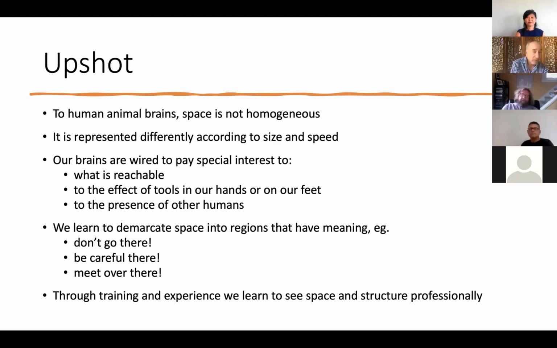Don't go there. Be careful there. Meet you over there. Those are just a few examples, not nearly as complicated as the football players or the disaster responders. Perhaps animals too have a clear notion of don't go there or meet you over there. I don't know. So through training and experience, we also learn to see and structure space in a professional manner. Lots of ways we see space, and this is just a tiny fraction. We didn't even talk about the neurophysiological studies of navigation and on the basis of what people make their way through a building.